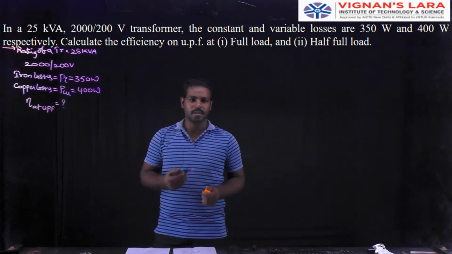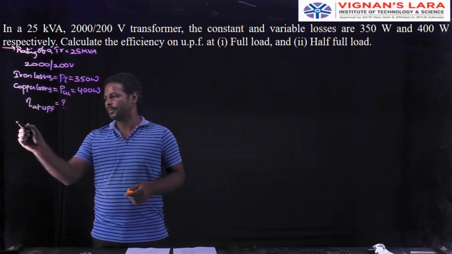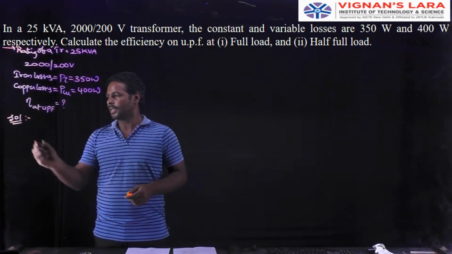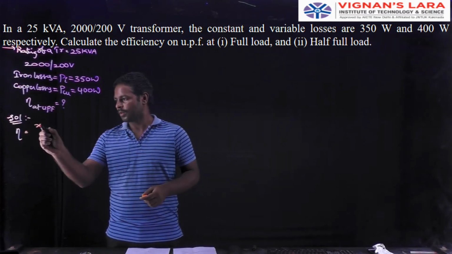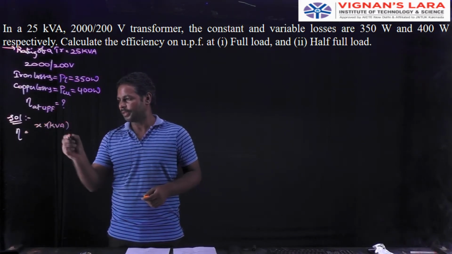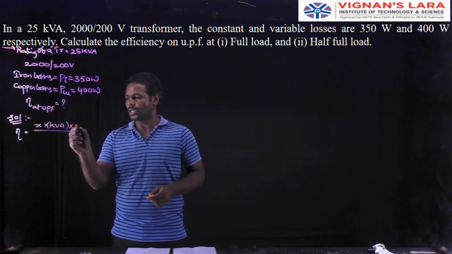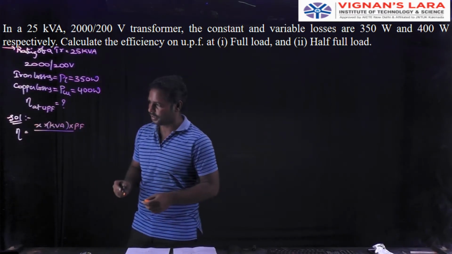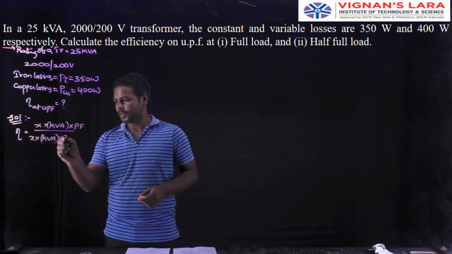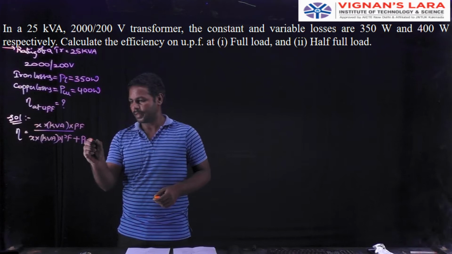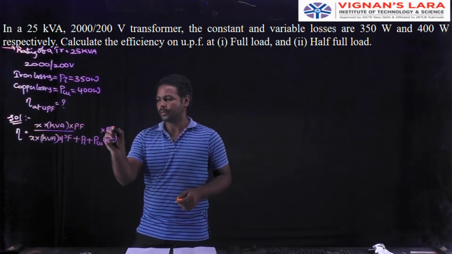We consider two conditions: one is the full load condition, and the second is the off full load condition. First of all we write the efficiency of a transformer, which is equal to X into kVA into power factor, divided by X into kVA into power factor plus Pi plus X square into full load PCU, multiplied by 100.